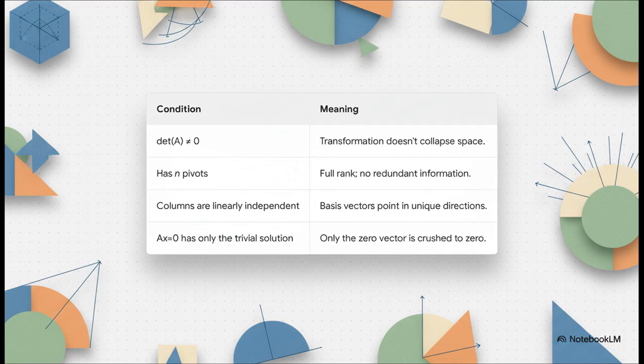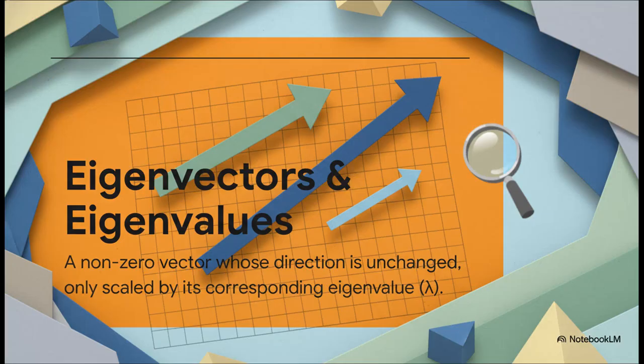And what's so magical about it is that if any one of these things is true, then all of them have to be true. A non-zero determinant means you have full rank, which means your columns are independent, which means you don't crush information down to nothing. It's all or nothing. So even in a really complex transformation, are there any directions that stay simple?